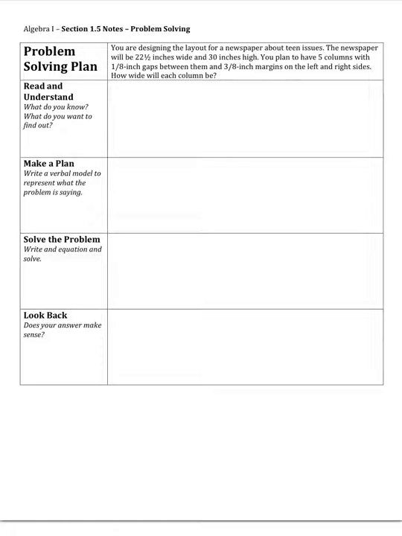You are designing the layout for a newspaper about teen issues. The newspaper will be 22.5 inches wide and 30 inches high. You plan to have 5 columns with 1/8 inch gaps between them and 3/8 inch margins on the left and right sides. How wide will each column be?